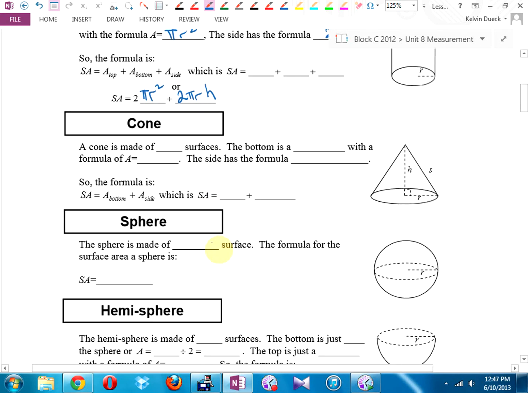What about a cone? Well, a cone is made up of 2 surfaces. What's the bottom? Circle? Yep. What's the area of that? Pi r squared. Now, the side shape, by the way, the net of a cone looks kind of like this. You have a circle, and then you have sort of a shape like that if you were to cut the side and lay it flat. If you ever tried unrolling a cone, that's what it'll look like.